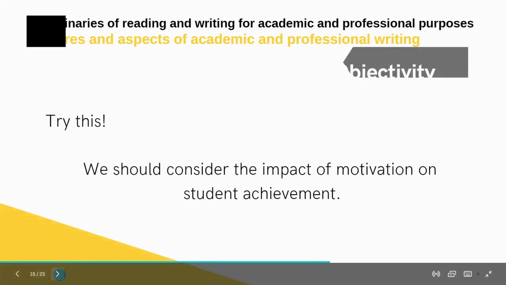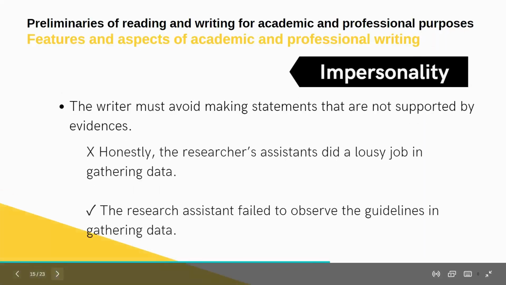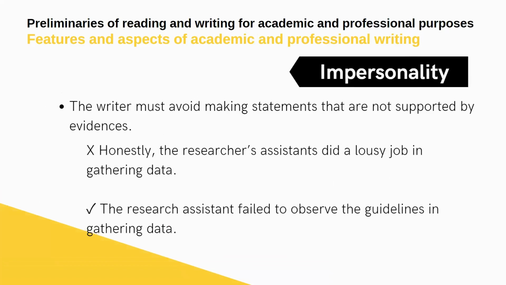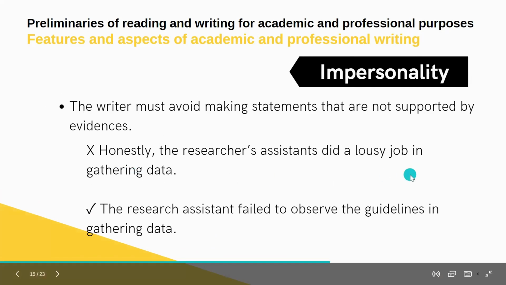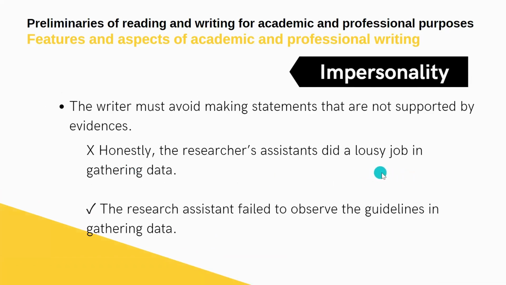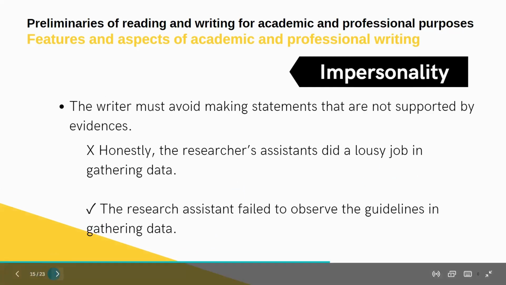Now, let's talk about impersonality in writing. This requires writers to avoid subjectivity by avoiding making statements that are not supported by evidence or examples. Exaggeration must be avoided too. In this example, the phrase "a lousy job" does not really describe the shortcomings of the research assistant.